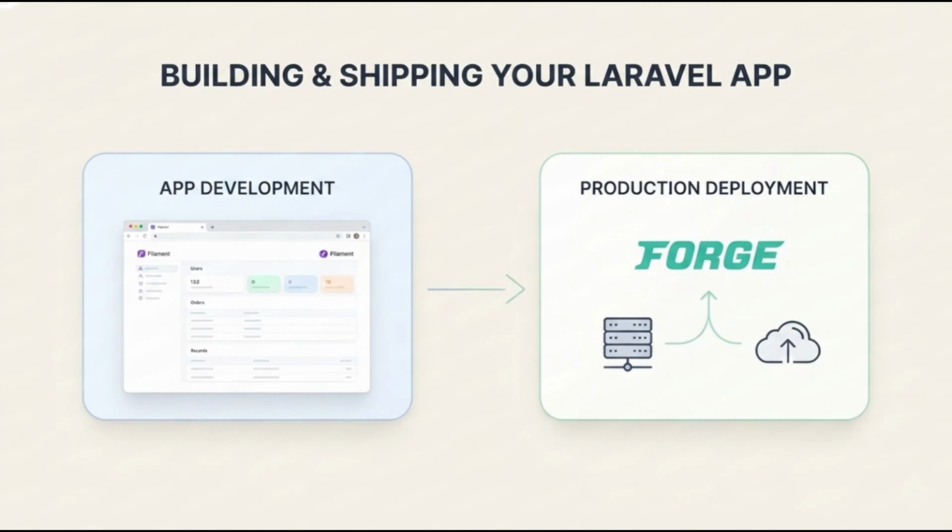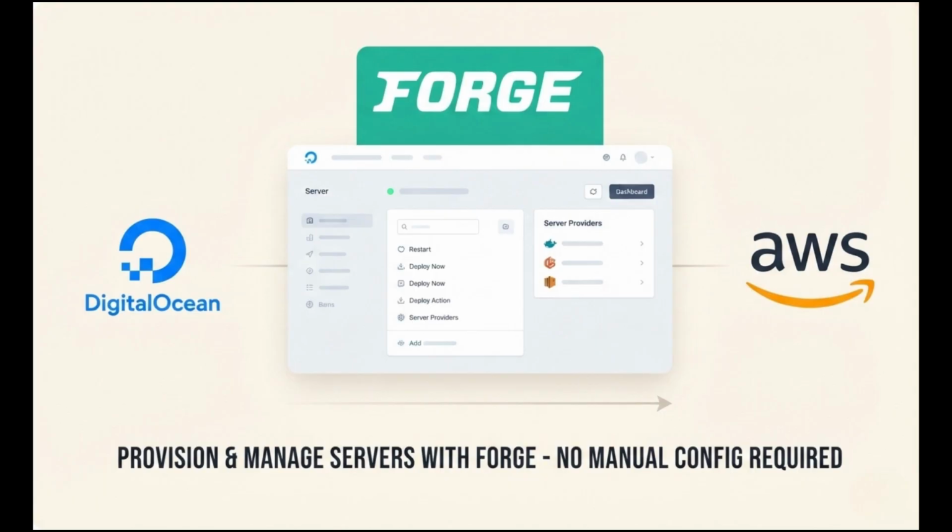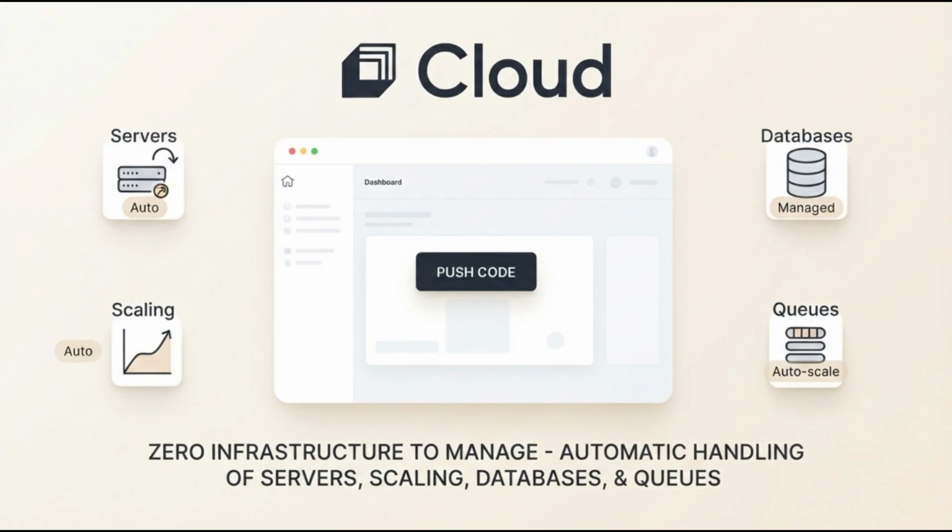Okay, we've covered the front-end side, but Laravel's ecosystem goes way beyond building the app. It also covers shipping it. Laravel Forge lets you provision and manage real servers, DigitalOcean, AWS, whatever provider you like, through a clean dashboard. No manual server config required. It's been the go-to way to deploy Laravel apps for years.